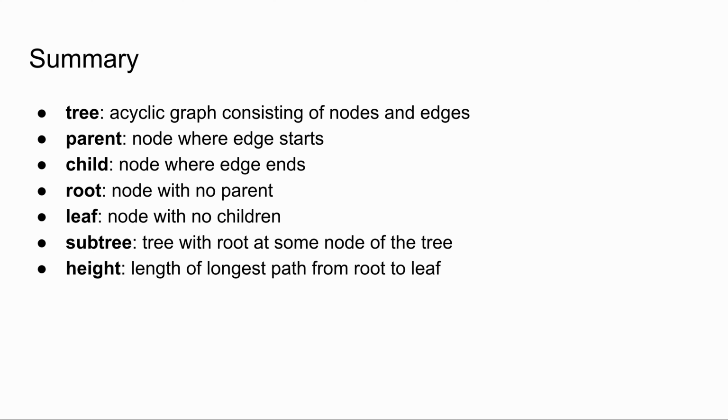We learned a tree is an acyclic graph consisting of nodes and edges. A parent is the node where an edge starts, and a child is the node where an edge ends. The root of a tree is the node with no parent. A node is a leaf if it has no children. A subtree is a tree with a root at some node of the tree. The height of a tree is the length of the longest path from the root to a leaf.